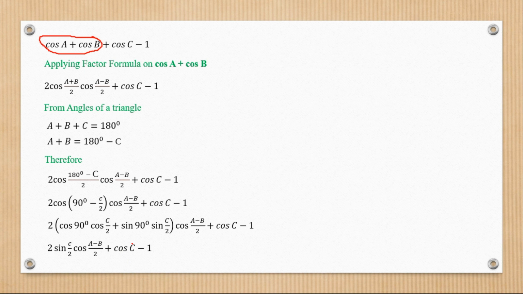So now we're going to deal with this value here. Now we remember that from half angles, because this is actually a half angle. Cos C is a half angle. So cos C can be represented as 1 minus 2 sine squared C over 2.